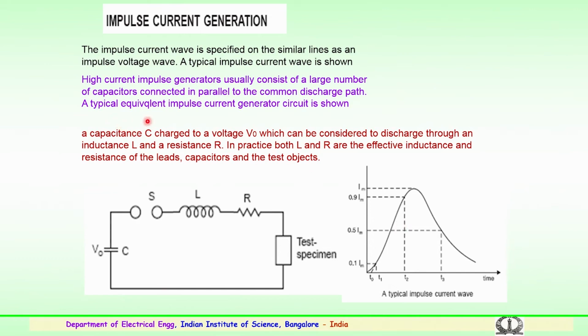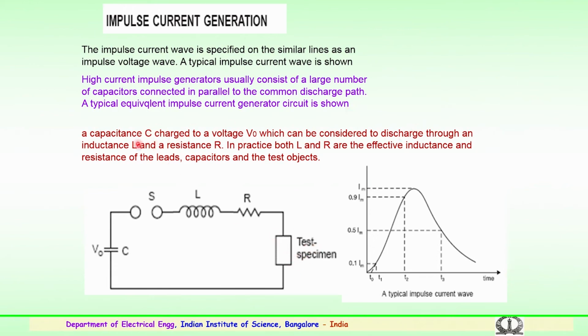The typical equivalent impulse current circuit is shown here. This is a number of capacitors in parallel. These capacitors are discharged in parallel through a sphere gap mechanism, with L and R being the suitable requirements for the waveform, and the test specimen is connected here for testing.